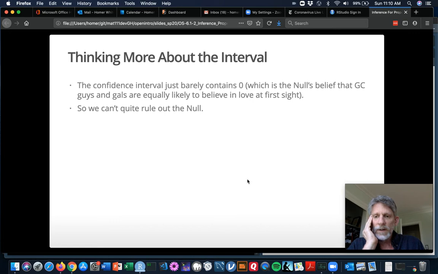And so, because that null value of 0 is in the interval, allowing some negative values to creep into its left, we cannot rule out the null hypothesis using this confidence interval. It would still be reasonable to believe that guys are more likely to believe in love at first sight, and that we just got a kind of unusual sample.